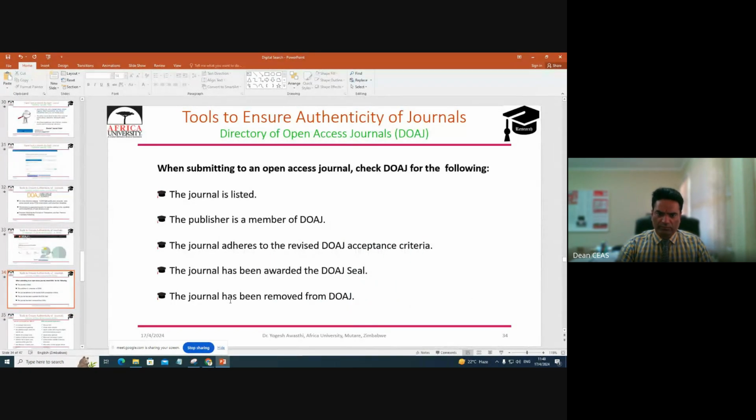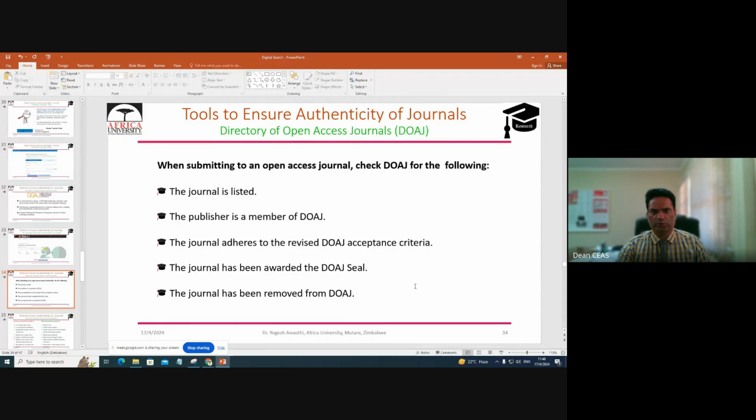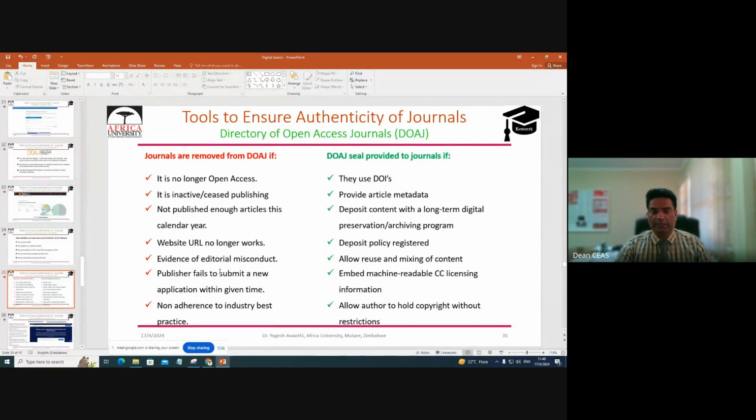Then, I already discussed these things, so I'm not going to discuss them again. As I told you, if it is no longer open access, journals are removed from the DOAJ. Every year they update the library, and they remove the journal if they are not doing good. If they are trying to do any money-making business, they remove the link. So be 100% sure: if your journal is indexed in this library, there is no challenge.